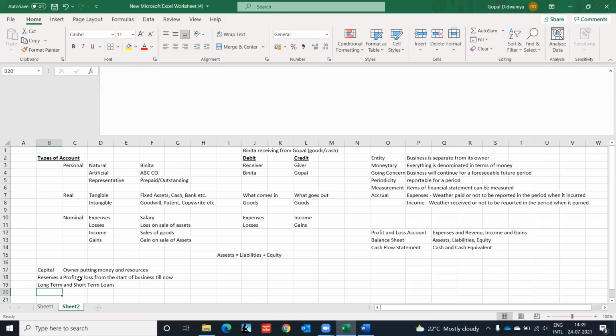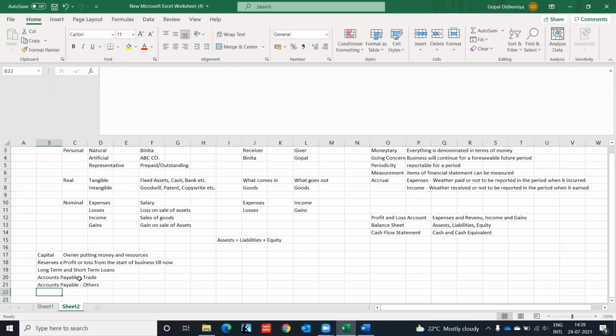Then we have accounts payable trade, and accounts payable others. Then under fixed assets, we will have depreciation or amortization, and accumulated depreciation or amortization.